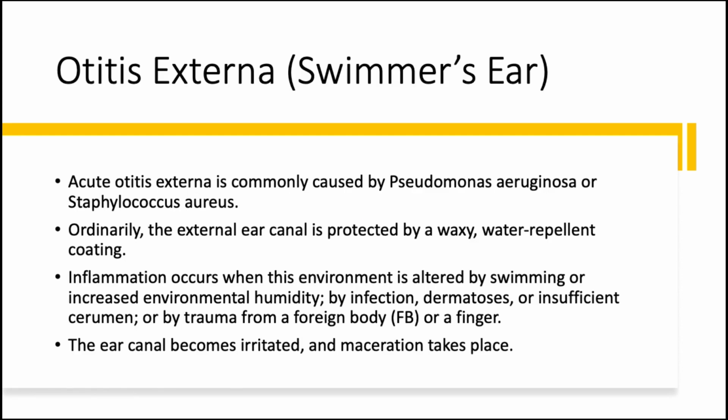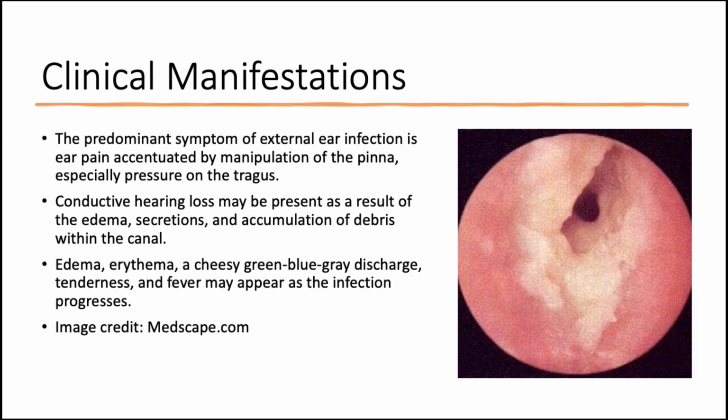And finally, we'll talk about otitis externa, or swimmer's ear. Normally, the external ear canal is protected by a waxy and water-repellent coating. However, when this coating is interrupted, such as during swimming, we can see bacteria that are commonly found in water growing in there. These bacteria can cause infection, which then causes the ear canal to become irritated, macerated, and to produce drainage. And here's a good example of what the drainage looks like.